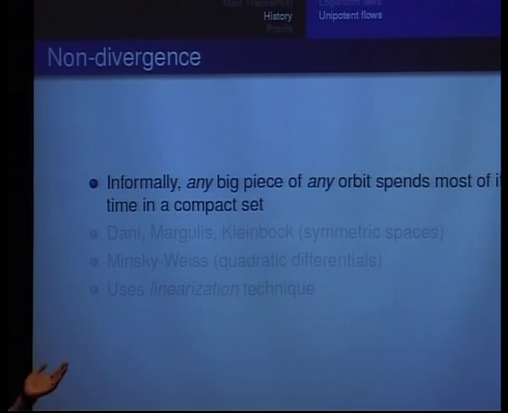Diagonal flows can be very wild. They can do anything you want them to. But unipotent flows are much more well-behaved. Informally, any big piece of any orbit of a unipotent flow spends most of its time in a compact set. For our setting, if you have a unipotent flow on a non-compact parameter space, at least for the examples I've shown, any big piece of orbit spends most of its time in a compact set.